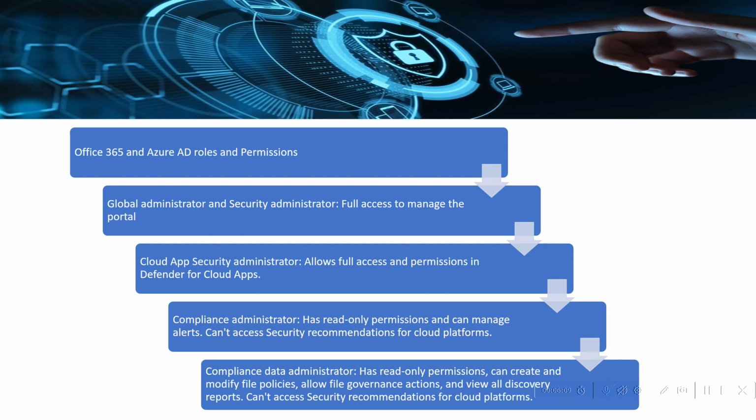Apart from this, there are the security operator and security reader roles. Security operator has only read permission and can manage alerts. And security reader has only read permission, but they are restricted from doing any activities related to the features which come as part of Microsoft Defender for Cloud Apps. All the roles mentioned in this slide are Office 365 and Azure AD roles with which you will get access to Defender for Cloud Apps, which means these are admin permissions which can be enabled from either the Azure AD portal or the Office 365 portal.